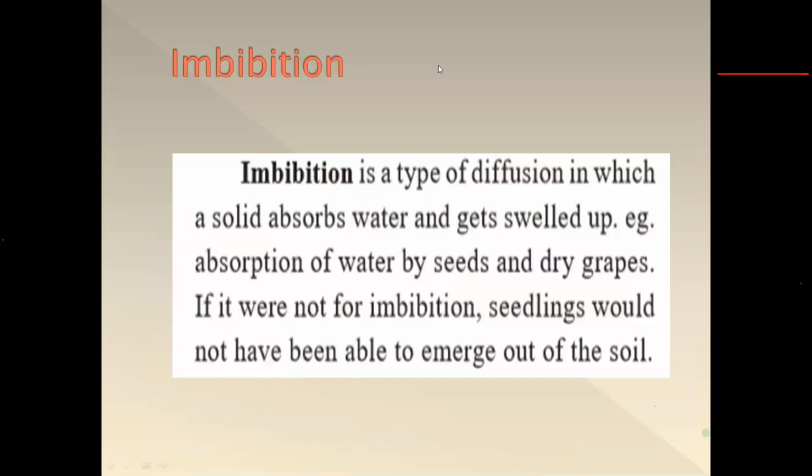So the last means of transport, imbibition. How is it pronounced? Imbibition. Okay, so imbibition is a type of diffusion in which a solid absorbs water and gets swelled up. ஒரு சாலிடான பொருள் தண்ணீரை அப்சர்வ் பண்ணுது, அதுக்கப்புறம் ஸ்வெல் ஆயிடுது, வீங்கி போகுது. தண்ணி எல்லாம் உள்ளே இறக்கிட்டு ஒரு திடமா ஆகிறது. Absorption of the water by seeds and dry grapes.